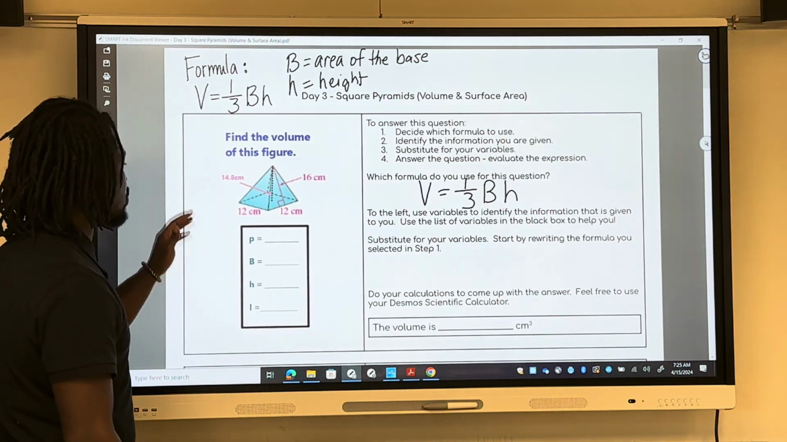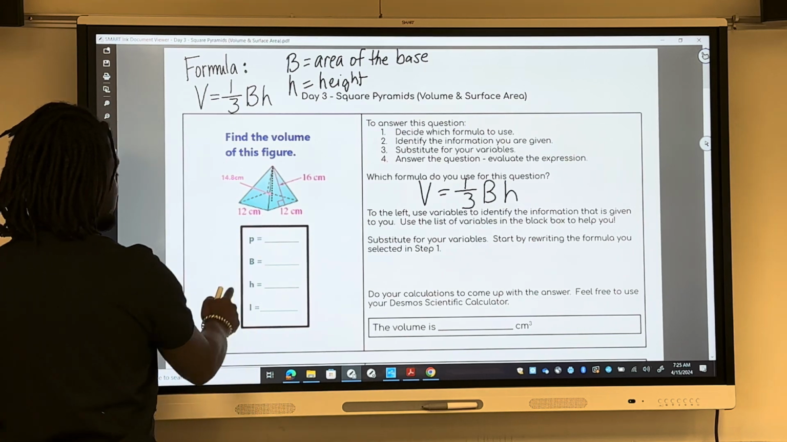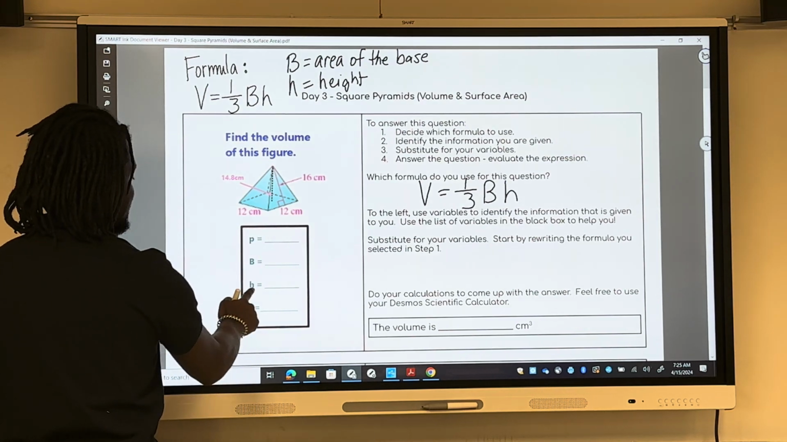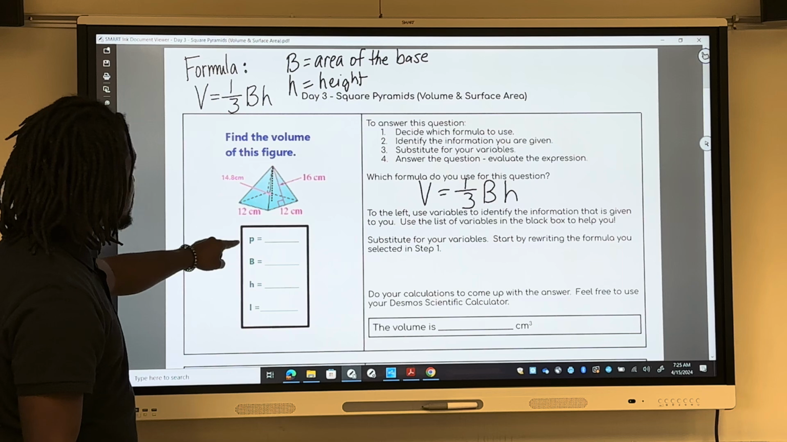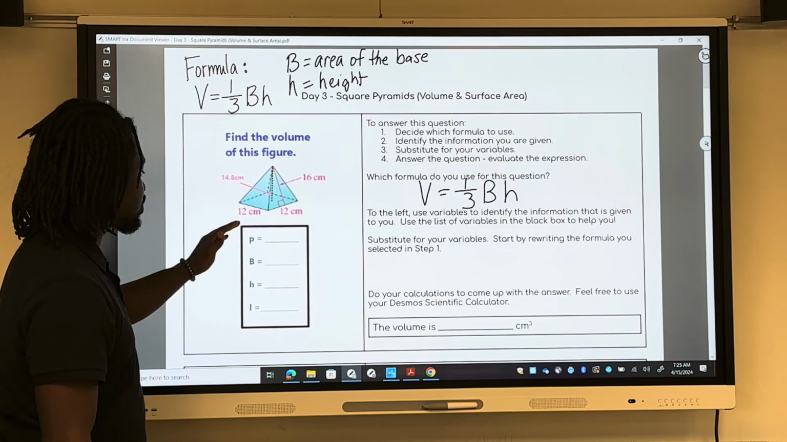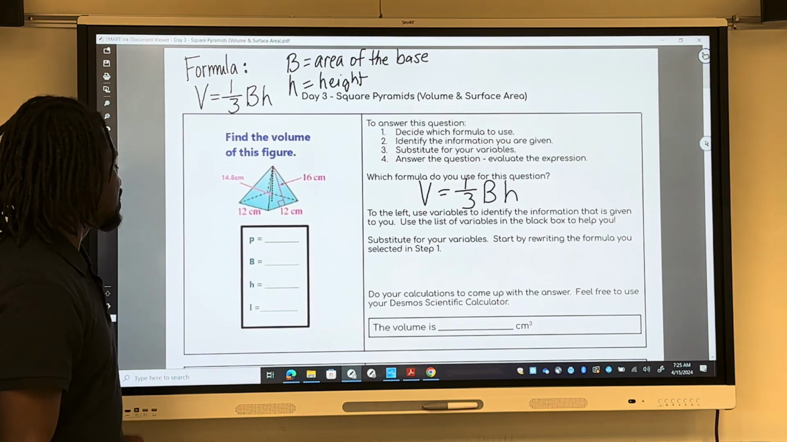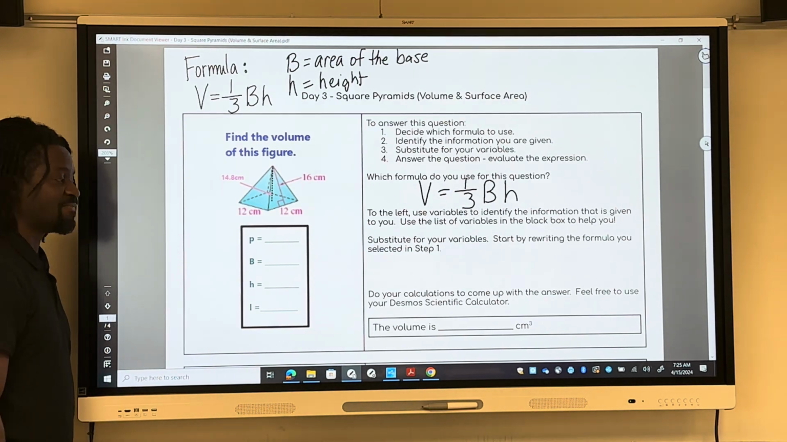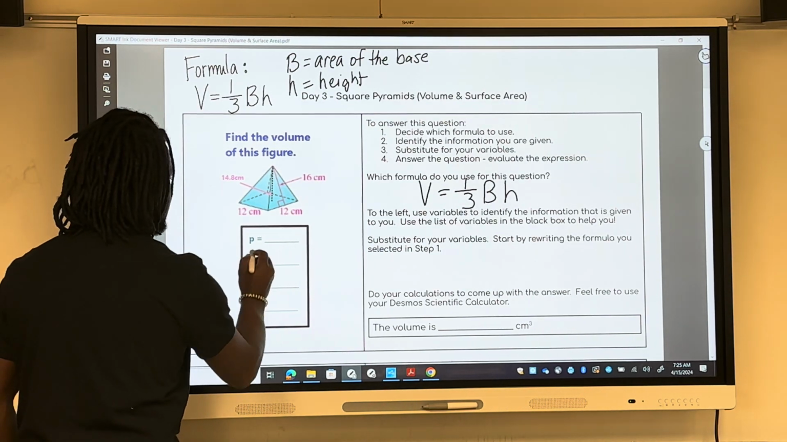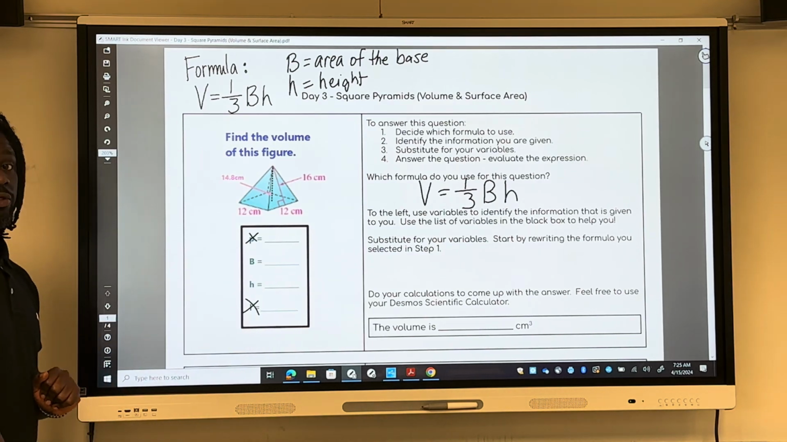All right, so for this, we need the big B and we need the H. Now, we don't need the P. Okay, the P stands for the perimeter, and we're going to talk about that again for surface area, and the same thing for the L, the slant height. We don't need that. So I'm just going to ignore this for the volume problems.